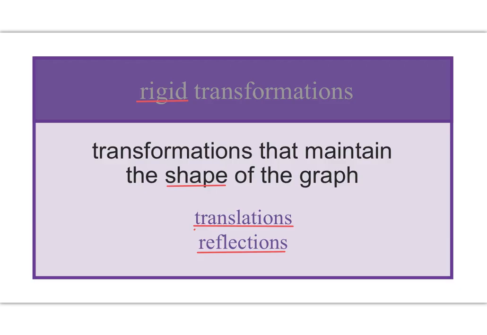Well, just a couple of terms here. Rigid transformation, exactly what it sounds like. Rigid transformations keep the shape of the original graph. Some of these examples would be translations and reflections. Even though the graph may be in a different spot, it still looks the same. And that's what we call a rigid transformation.